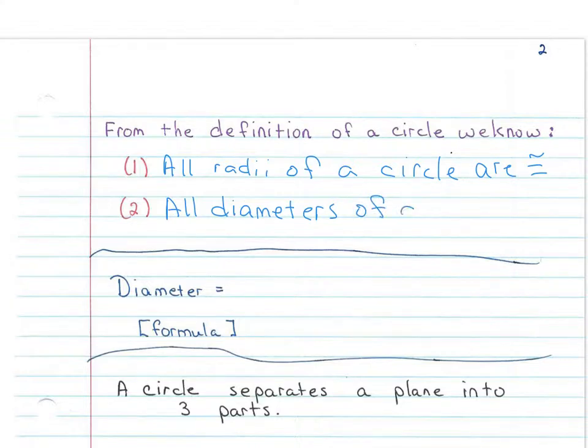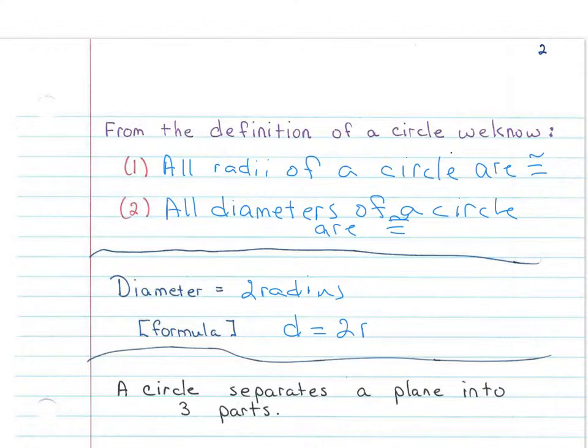All diameters of a circle are congruent as well. And we can determine that simply from the definition of a circle. I think we can conclude from what we just said that the diameter is equal to twice the radius. And so I think you've probably worked with the formula before that says that D equals 2R. So if you're given a radius, you can find the diameter, but if you're given the diameter, you could also find the radius by dividing by 2.